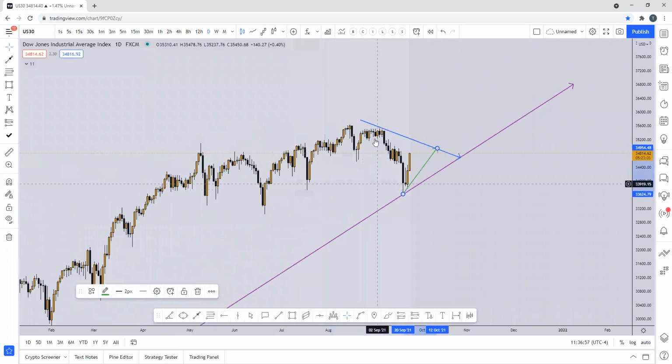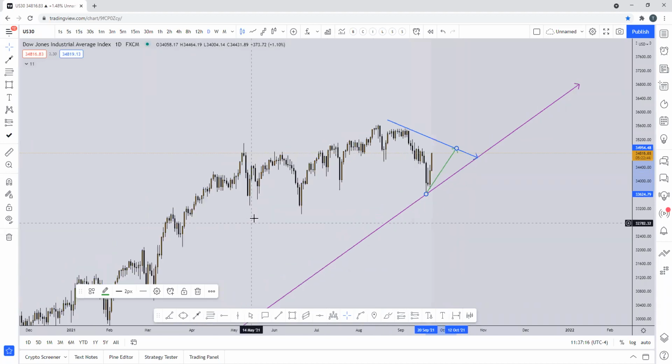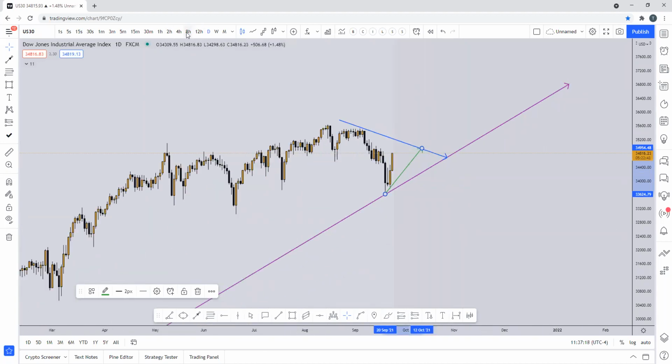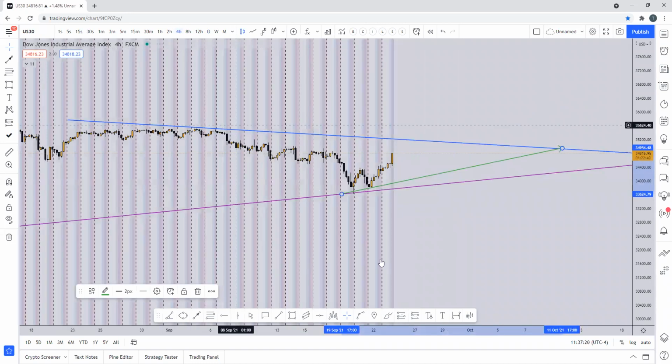So we have the monthly in an uptrend, we have the weekly in a retracement, and then the daily is in line with the monthly. So as you know, with structure, we're looking for higher highs and highs, and then you're looking for lower lows and lows. So moving to the 4 hour, you're just doing the same thing.